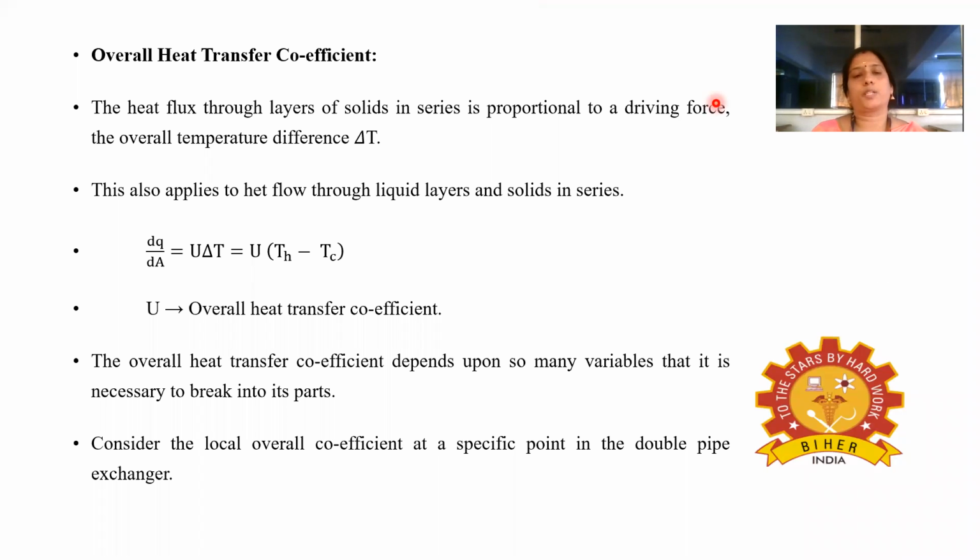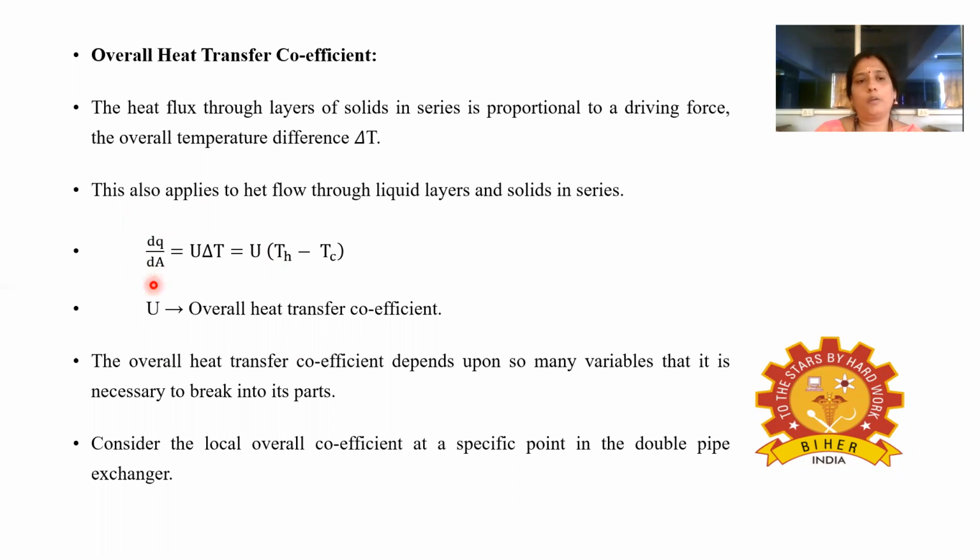Both modes of heat transfer take place in the heat exchanger. Since the liquids as well as the tube are present, there will be thermal conductivity. The tube provides some resistance, and the two liquids provide resistance to heat transfer. Since many resistances are offered by the liquids and by the tube wall, we are going to see how to find the overall heat transfer coefficient. This also applies to heat flow through liquid layers and solids in series.